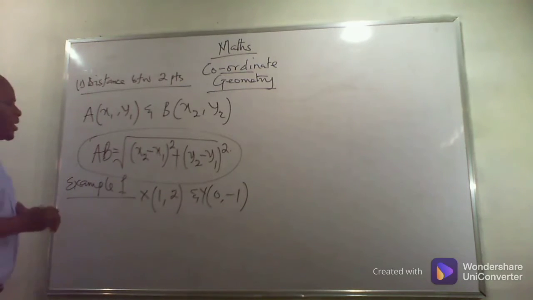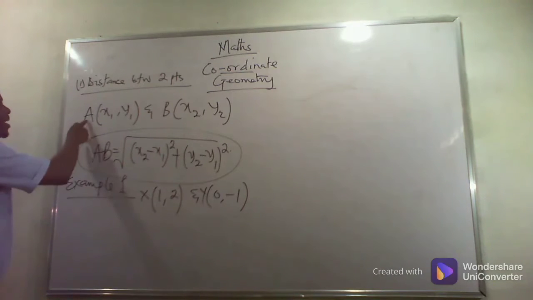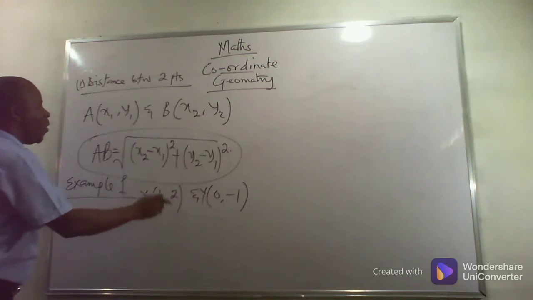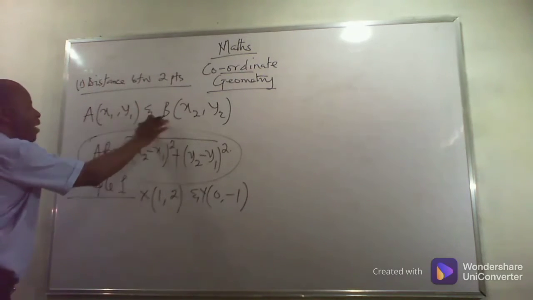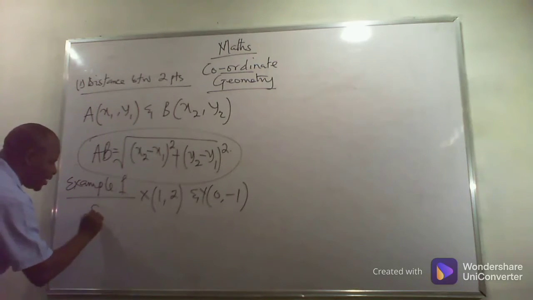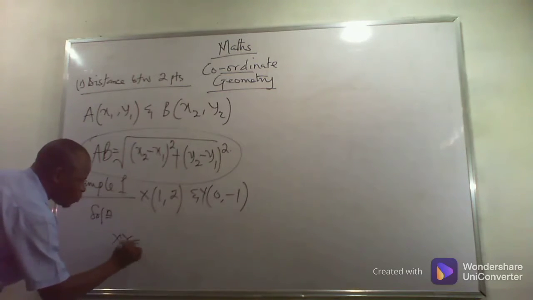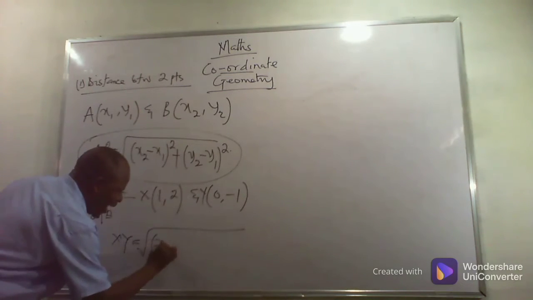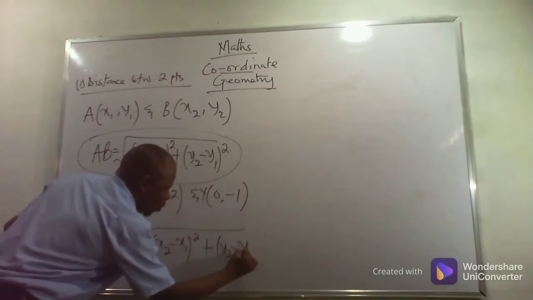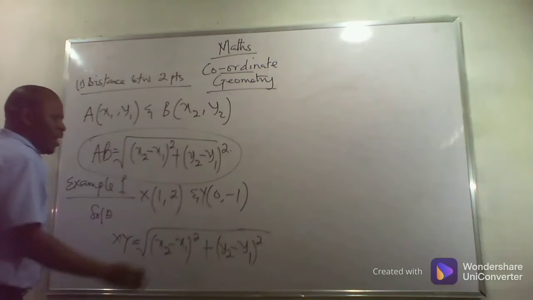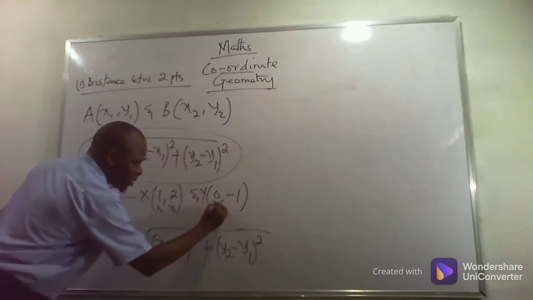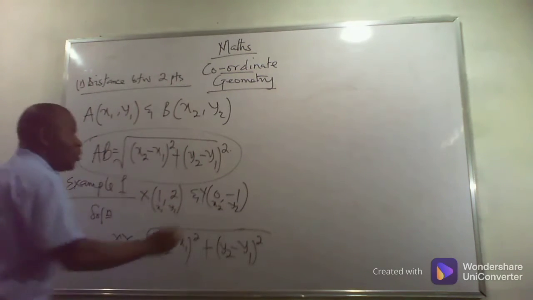Now, I try to differentiate the naming of the points. Here I used A and B. Now we are using X and Y, trying to show you that they can choose any alphabet to name the points. So you go down and say solution. XY will be the square root of (x2 minus x1) squared plus (y2 minus y1) squared. That's the formula. So go to the points and name them x1, y1, x2, y2.